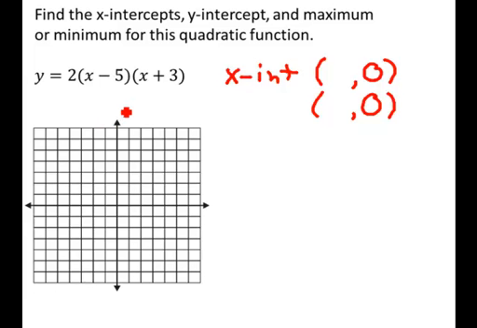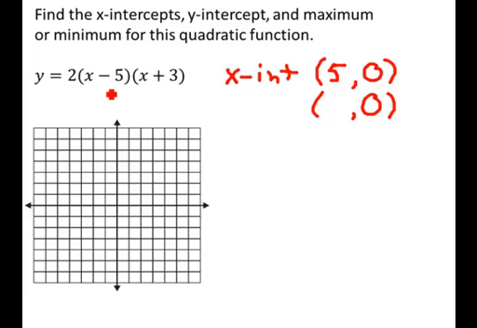Well, based on the zero product property, which says that if you're multiplying things together, which we are, 2 times x minus 5 times x plus 3, we'll get an answer of 0 only if one or more of the things that we're multiplying together equals 0. Well, we just think about these individually. If we have an x minus 5, what could we plug in for the x to get 0 here? Well, that would be 5. Well, that's one of our x-intercepts.